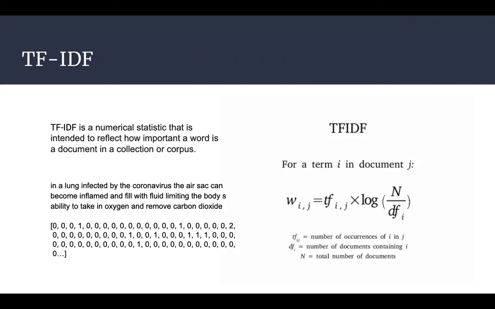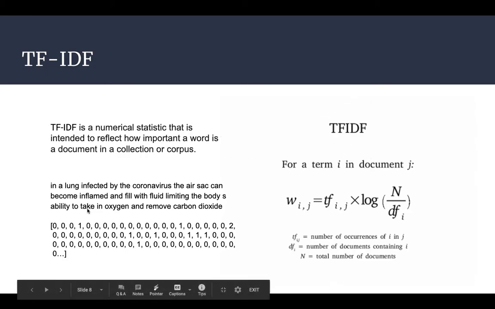The next step is embedding. We use the TF-IDF method. TF-IDF is a numerical statistic that is intended to reflect how important a word is to a document in a collection or corpus. This is the TF-IDF equation. For example, this sentence can be transformed into a long vector.